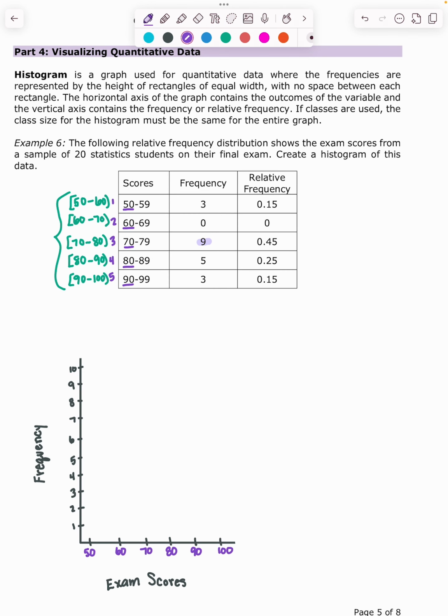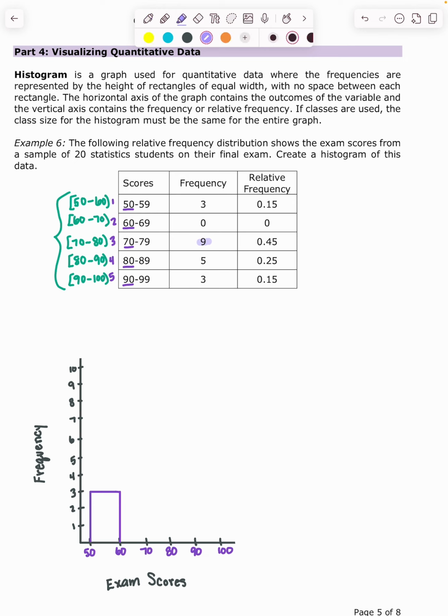So I'm going to bring my first rectangle. It's going to come up right over the 50, up to the 3. I'm going to come across, and then I'm going to come down right on top of the 60. Maybe. Again, technology is going to allow me to kind of cheat this. So there we have it. 3 people had a 50 up to but not including 60. Anyone who had a 60 would be in the next rectangle.